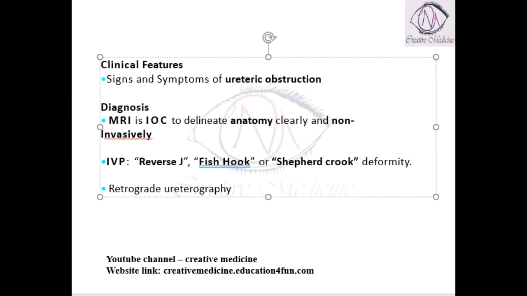In intravenous pyelography, you will see the presence of a reverse J-shaped or fish hook or shepherd crook deformity of the retrocaval ureter on the intravenous pyelogram. We can also do retrograde ureterography in the patients.